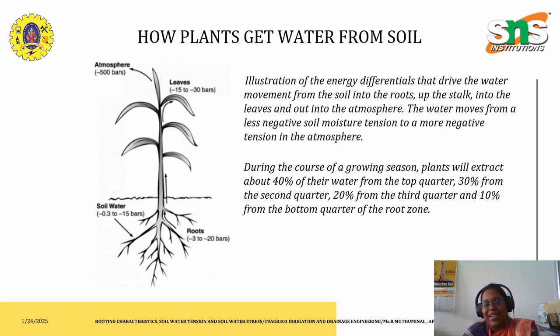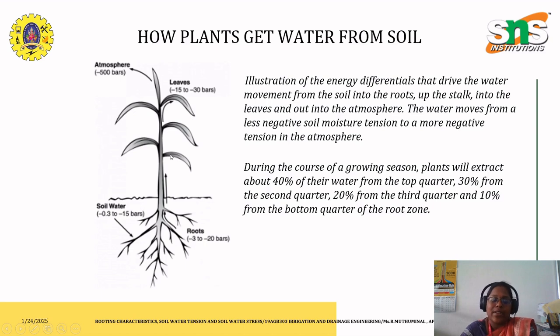The water moves from a less negative soil moisture tension to a more negative tension in the atmosphere. During the course of a growing season, plants will extract about 40% of their water from the top quarter, 30% from the second quarter, 20% from the third quarter and 10% from the bottom quarter of the root zone. As you see here, everything is expressed in negative soil moisture tension.